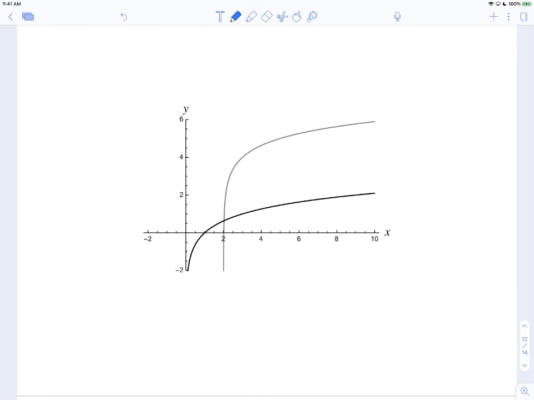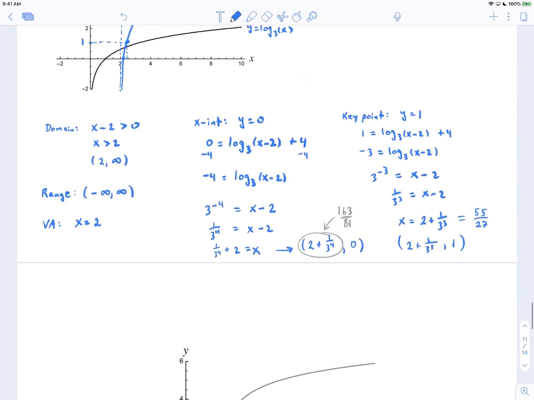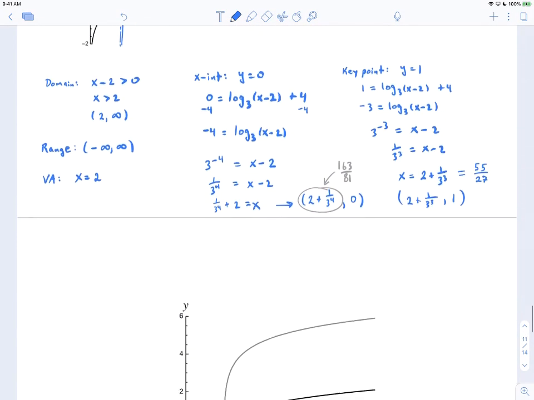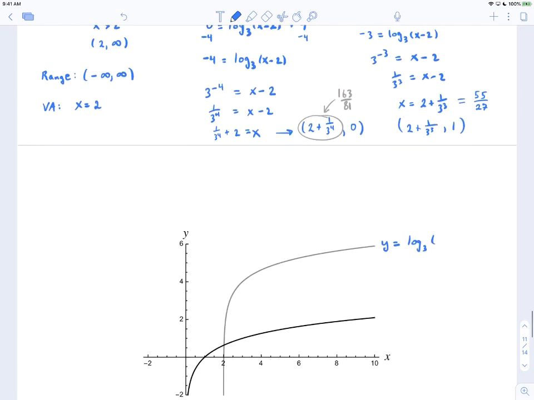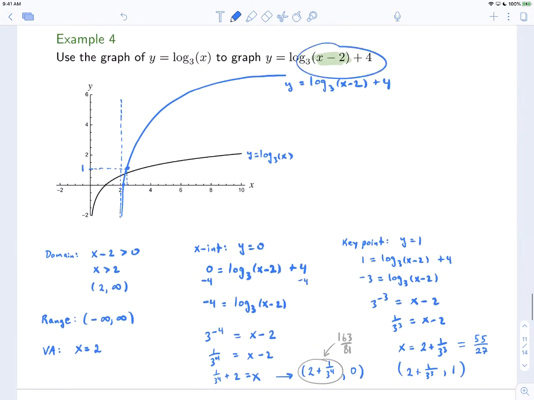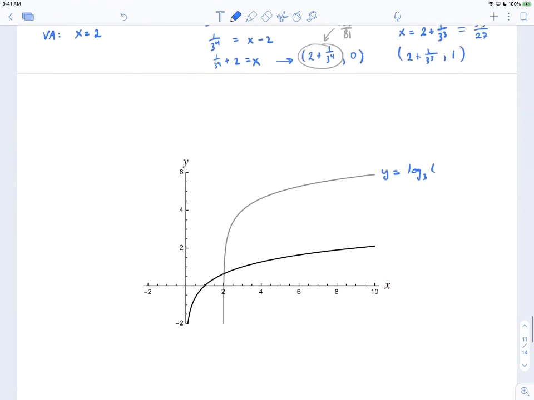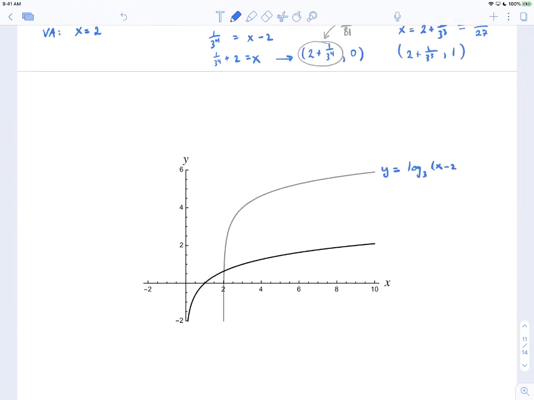And as you can see, it's not that bad of a drawing that we did. So this one is y equals log base 3 of x minus 2 plus 4. Quantity x minus 2, and then we add to that 4. There we go.